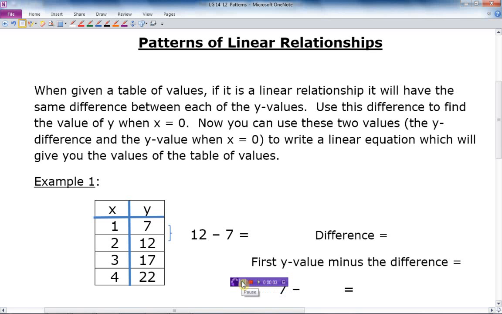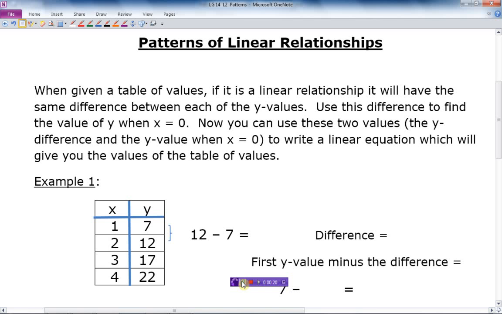Today we're going to talk about patterns of linear relationships. When given a table of values, if it is a linear relationship, it graphs as a straight line. In other words, it will have the same difference between each of the y values, which is what we discussed in a previous lesson.